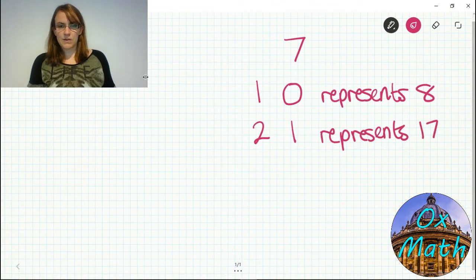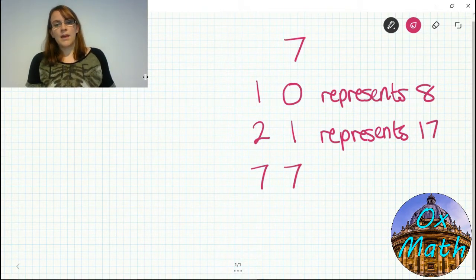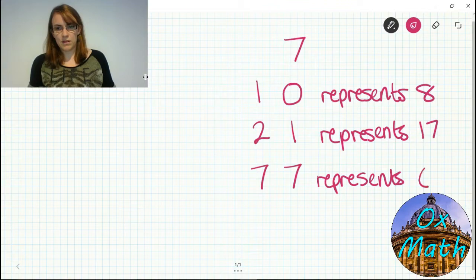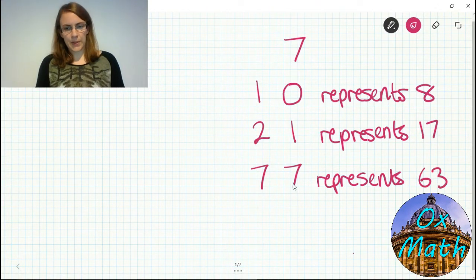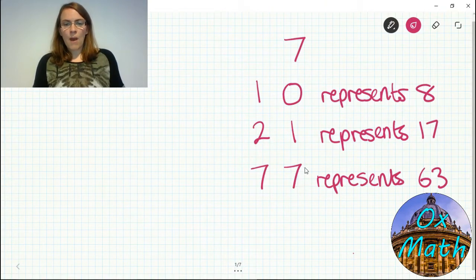So we can do the same all the way up to 77. We've counted up to 8 7 times, and then 7 more on top of that. So 8 7 times is 56, add 7, 63. But how do we get up to 64? Obviously we need to add 1 more on, but we can't add 1 more onto this ones column because we don't have an 8 to record that.